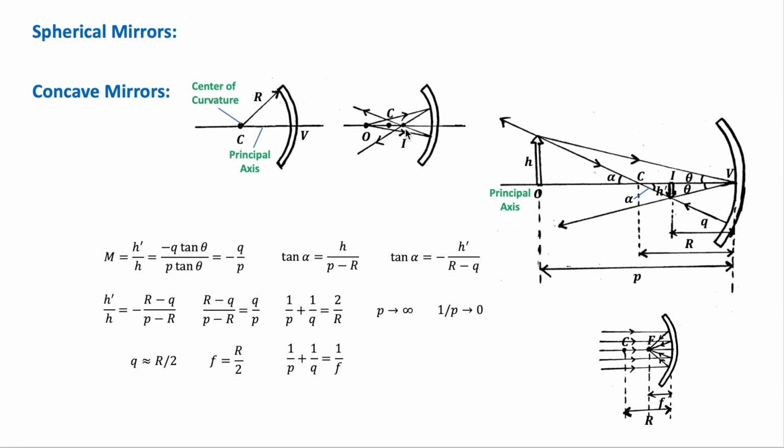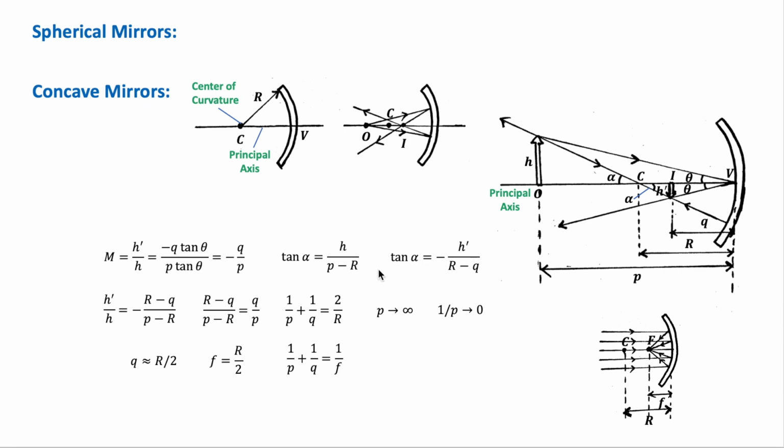So this image is a real image because the light rays pass through the image point, okay? Unlike a virtual image in the case of a flat mirror, where the actual light rays do not pass through the image point, but only their extensions.